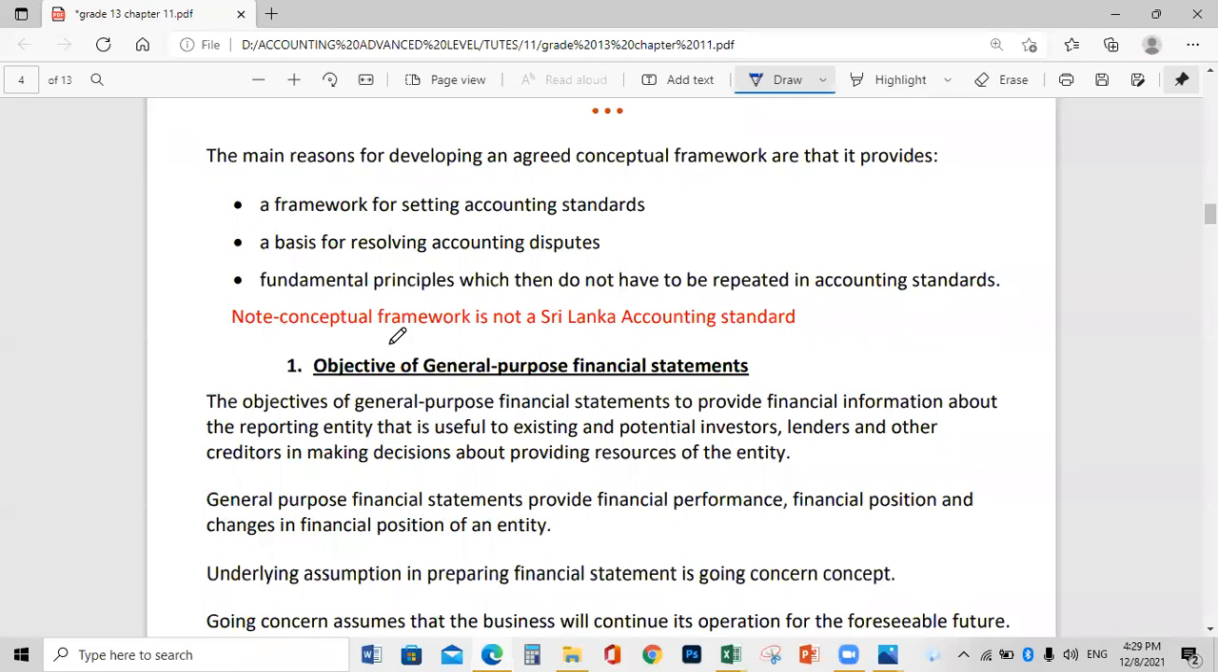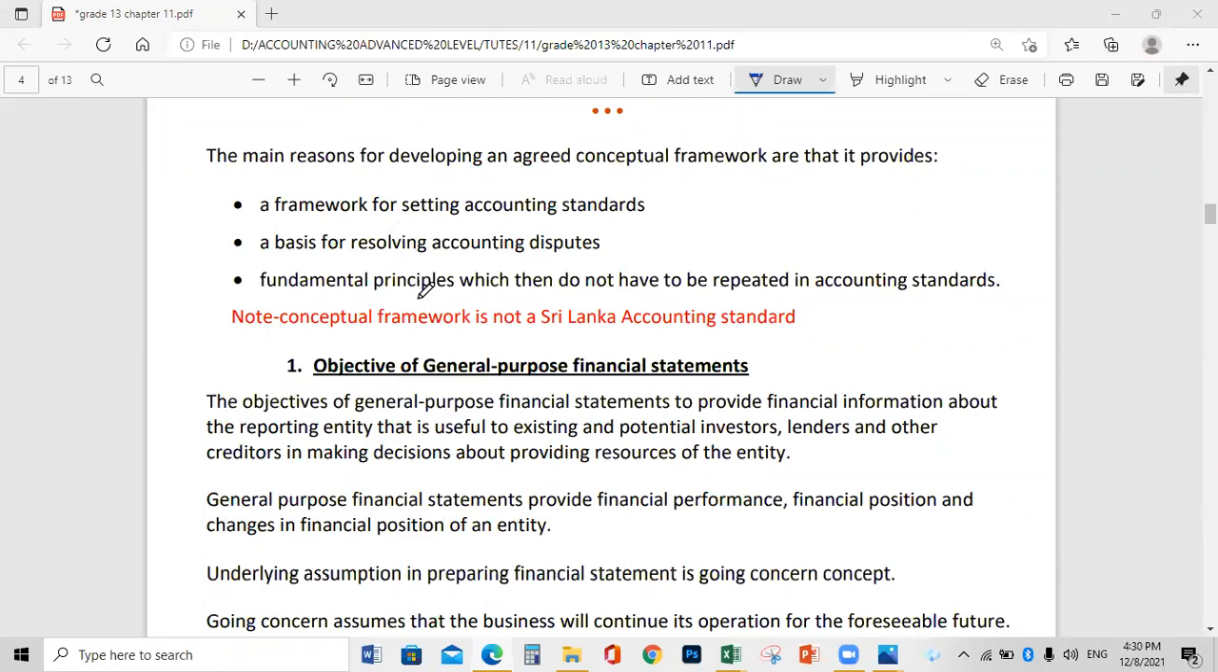This conceptual framework helps to set accounting standards. What does that mean? When the preparers, the people who set standards, are trying to make new standards, what they do, guys, is check this conceptual framework. It is like a guideline. It helps them when they prepare the standards.